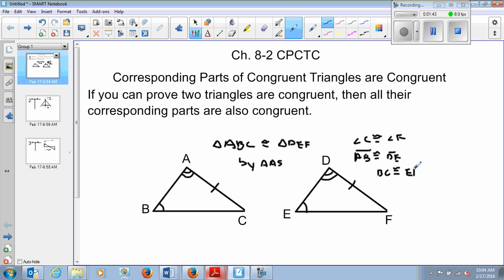And the reason I know this is because the two triangles are congruent. And you can actually even see it in the congruency statement. C and F are in the same place. They're congruent. AB, DE are in the same place. They're congruent. And BC and EF are in the same place, and they're congruent. So once I've proved that two triangles are the same, now all their corresponding parts are the same. Let me show you a proof of this.